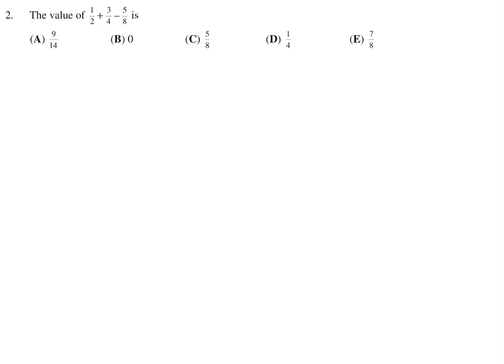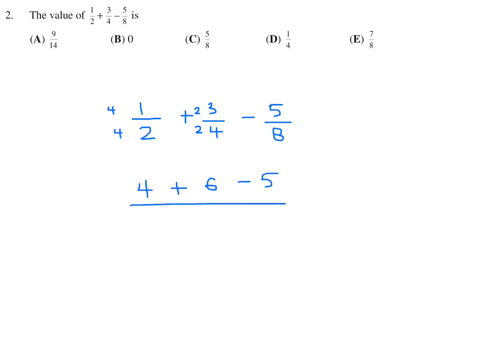The value of 1/2 plus 3/4 minus 5/8 is, so I have 1/2 plus 3/4 minus 5/8, so get a common denominator. This one multiply top and bottom by 2, this one multiply top and bottom by 4. Numerator therefore becomes 4 plus 6 minus 5 all over common denominator, which is 8 in this case. 4 plus 6, 10. 10 minus 5 is 5, and therefore you have 5/8. So number 2, the answer is C.